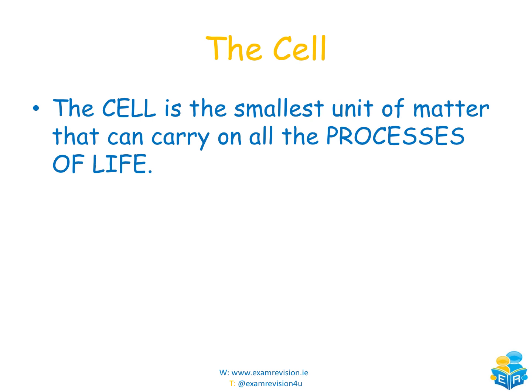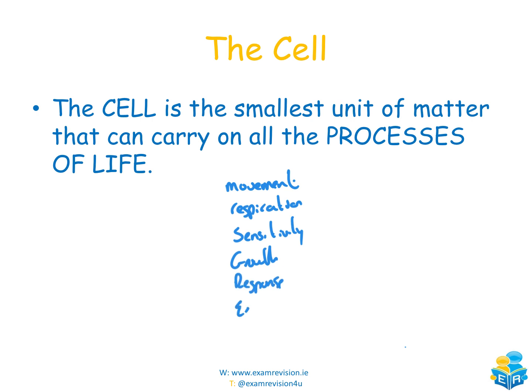The cell is the smallest unit of matter that can carry on all of the processes of life. You might remember from junior cycle, there's a number of different characteristics of life that something would have to have in order for it to be classified as living. Some of those would have been movement, respiration, sensitivity, growth, response, excretion, and nutrition.